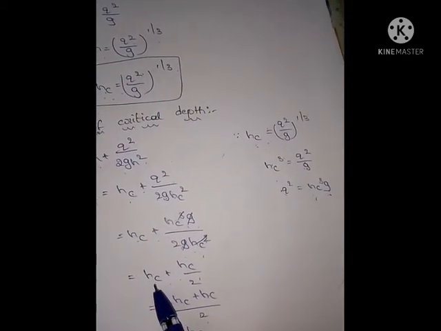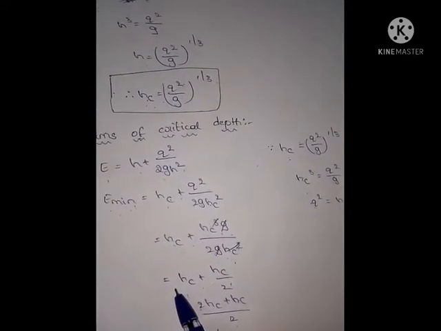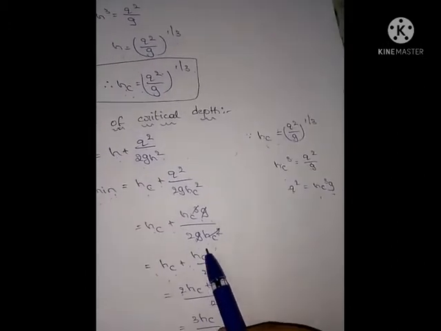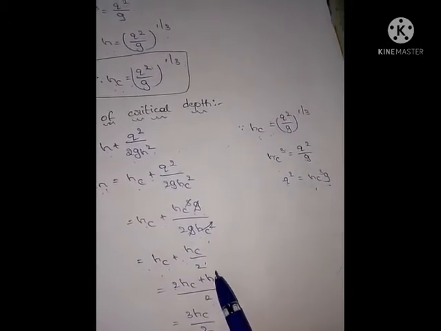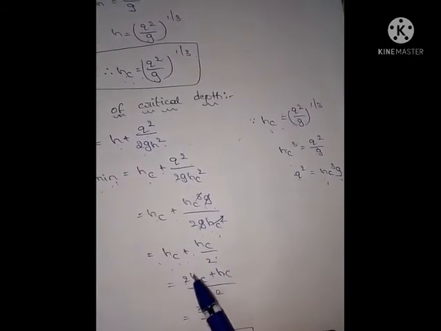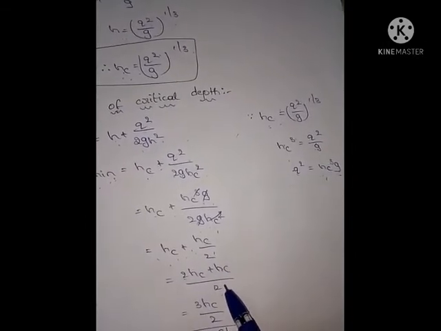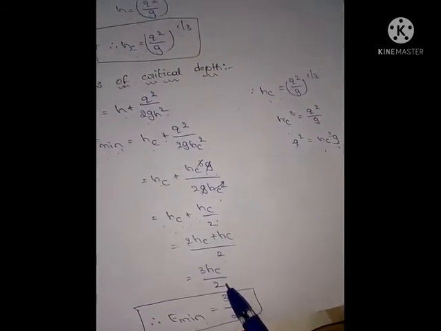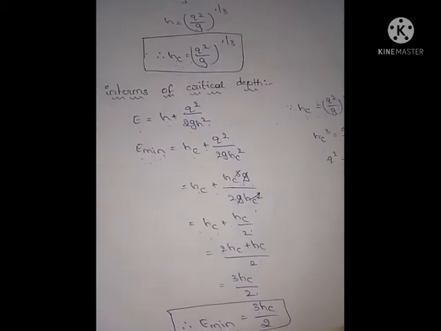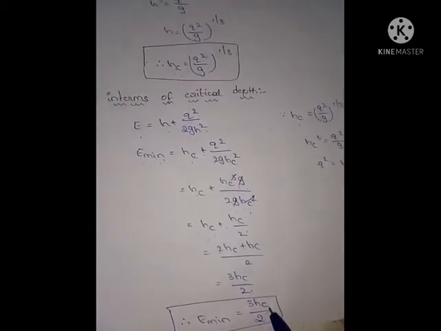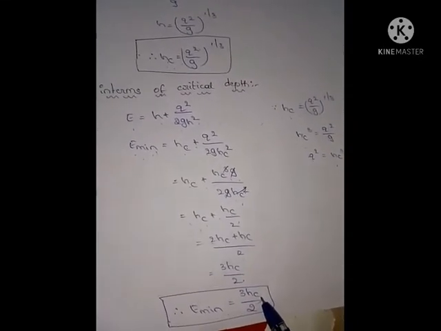So what are the remaining terms? E minimum equal to hc plus hc by 2. Here we have to take 2 as LCM. So 2hc plus hc by 2, which is equal to 3hc by 2. So this is the equation for minimum specific energy in terms of critical depth.